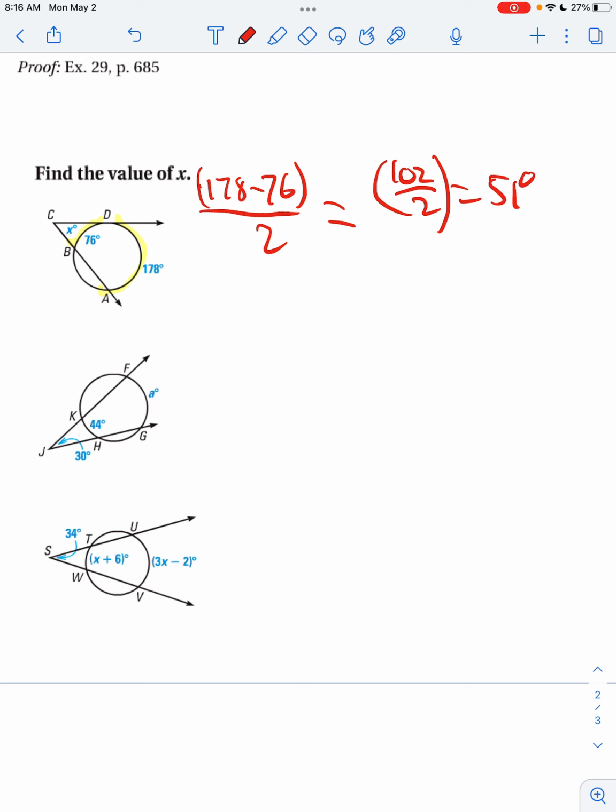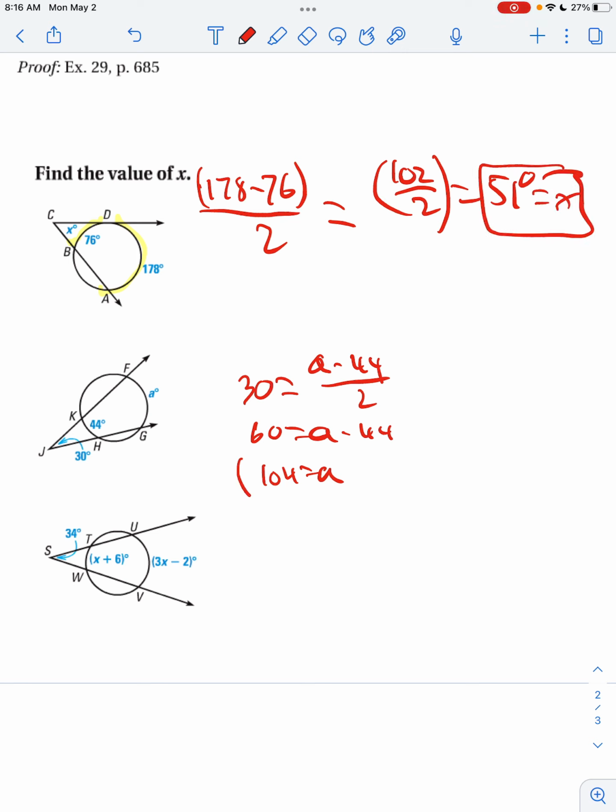I'm going to work backwards from this one, so I know it equals 30. I'm going to take a minus 44. That looks like a 9. A minus 44 divided by 2. So to start, I'm going to multiply by 2 and get 60 equals a minus 44. Add 44, and I'm going to get 104 equals a. So first answer was X, second answer was A.